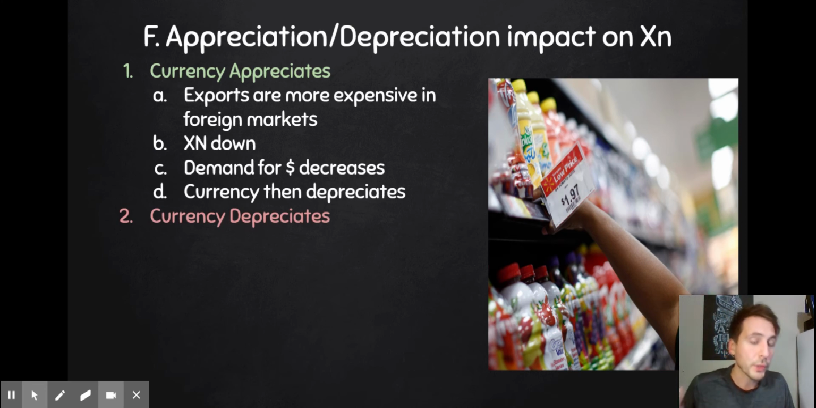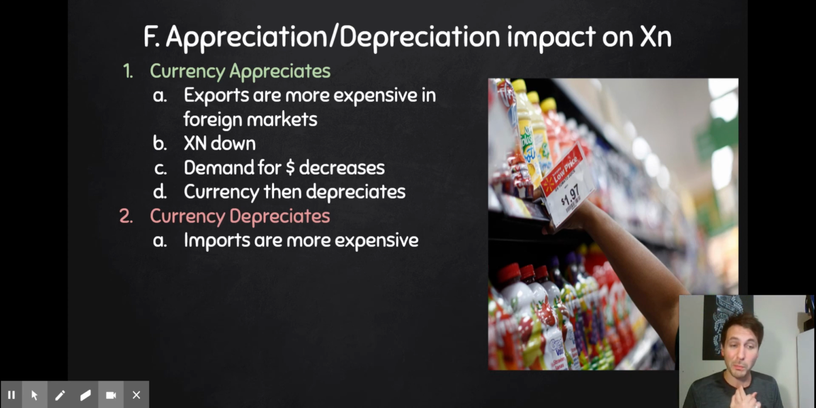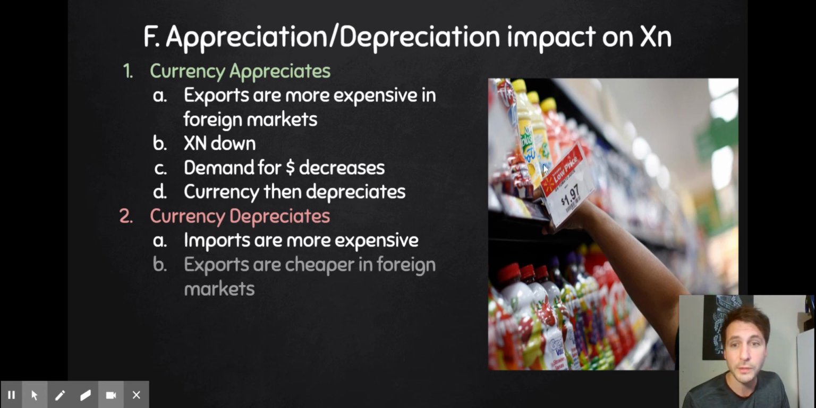Okay, if the currency depreciates, the complete opposite is true. Depreciation means that imports are more expensive. My currency is worth less. So I'm not going to buy those imports because those look more expensive. It takes more American dollars to buy one of those imported goods. Exports in foreign markets are cheaper though, right? They see those exports from America, their currency has appreciated in value, so it takes fewer of their currencies to buy an American good. So they want the cheaper product. So net exports are going to rise as a result.